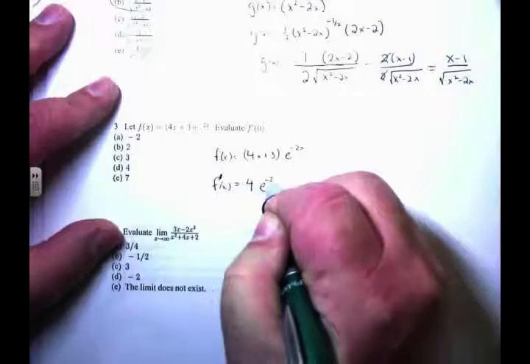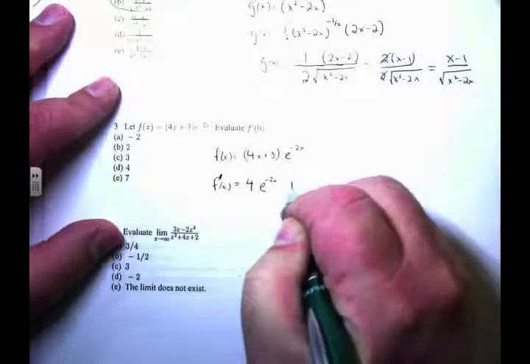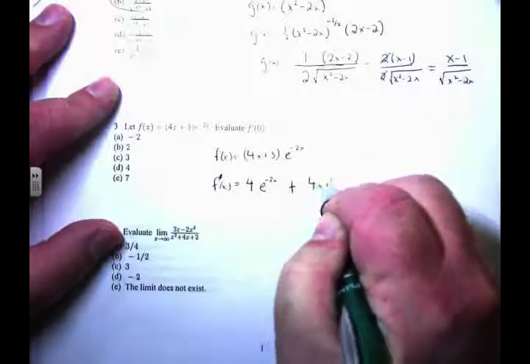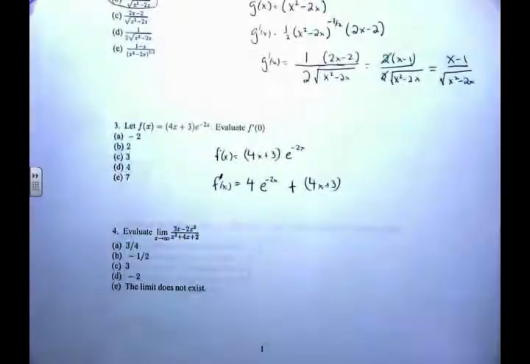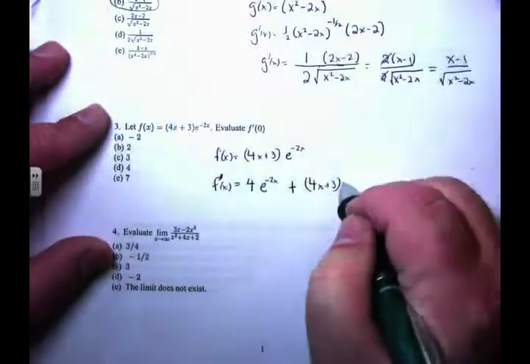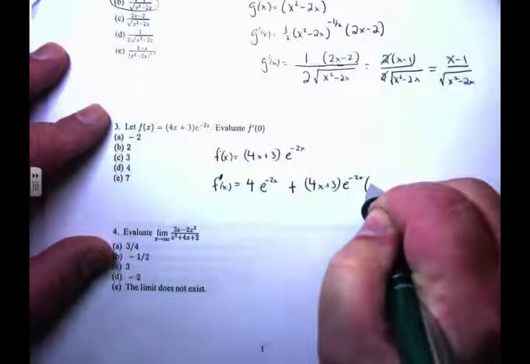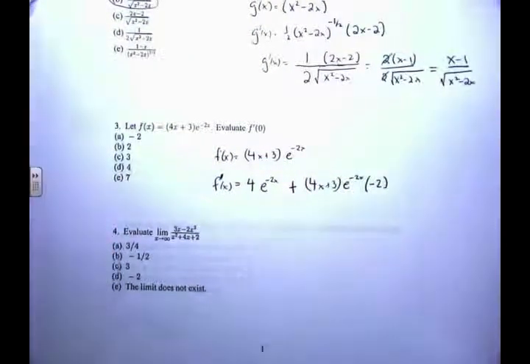Times the second, e to the negative 2x. Product rule, plus the first, 4x plus 3, times the derivative of the second. Now this is e, not just x, but it's e to a function. Anything other than x, this is e to the negative 2x. The derivative of e to a function, by rule, is the chain rule version of the e. Derivative of e to a function is e to a function times the derivative of the exponent. So this would be e to the negative 2x times negative 2.